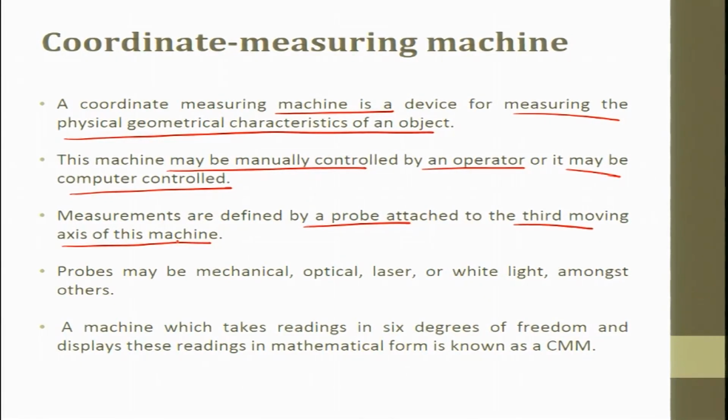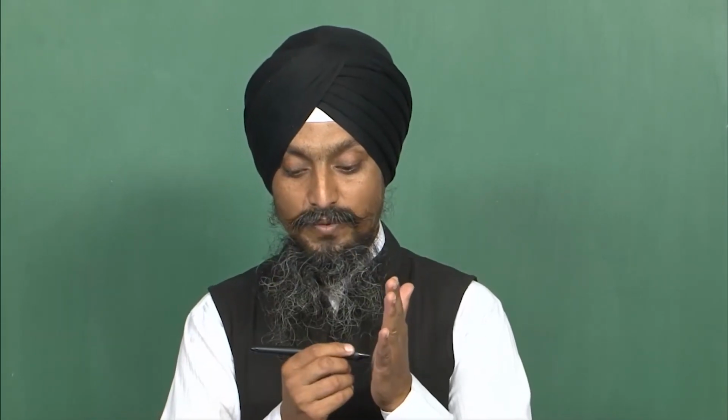The 3 axes are the x axis, y axis and z axis. In the z axis, the third moving probe is attached, so that helps us to record the data. Probes may be mechanical, optical, laser, white light and many such. What probe we have here in our machine is the mechanical probe. It will physically touch the component that we are trying to measure. It will touch and produce a beep sound, and also an indicator will blink. So whenever it touches here, this probe will be used.